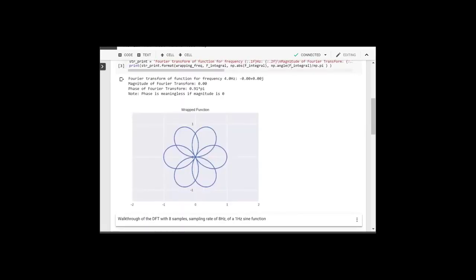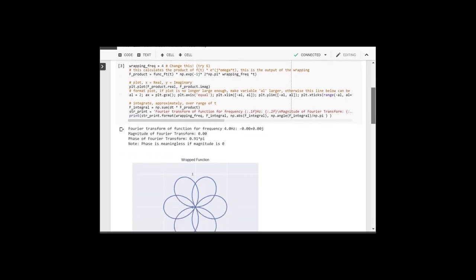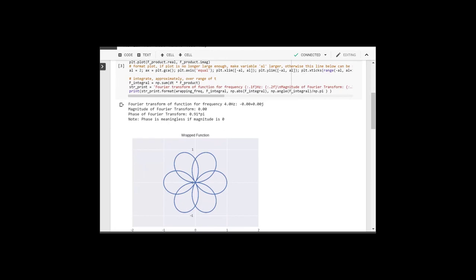So when we run this, we get something that looks like this. It's very interesting. This is a plot of what happens when you take t from 0 to 1 with a wrapping frequency of 4 through the Fourier transform for the function sine 2 pi 6 t. It started over here. It went this way, and then this way, and then this way, and then this way, and then this way, and then this way and stopped here. That's what it did. It's very pretty, right? It's a nice little rose.